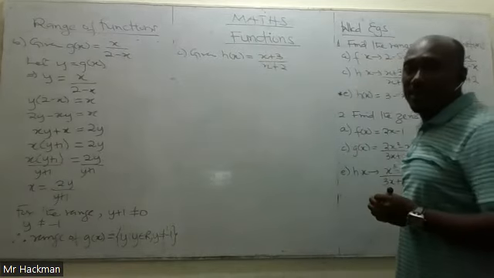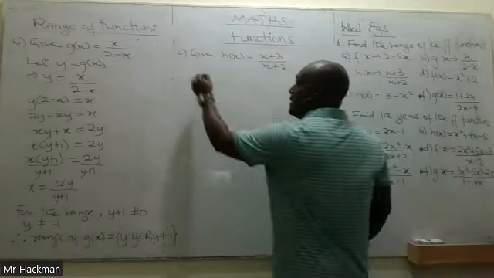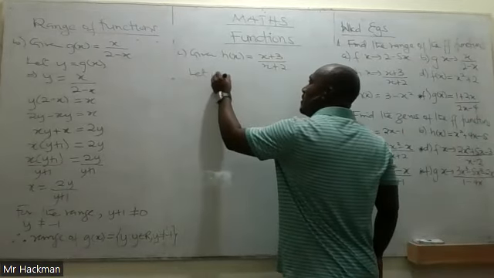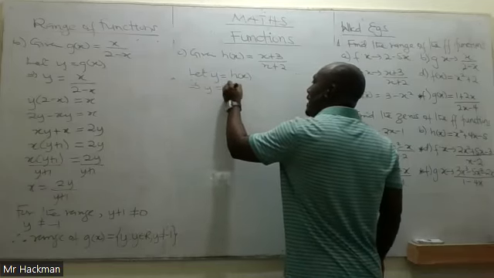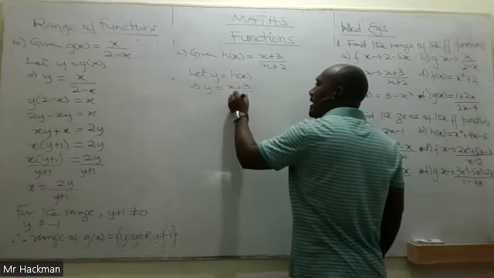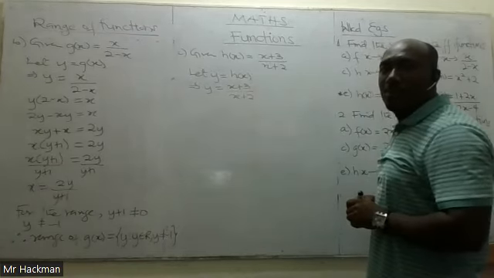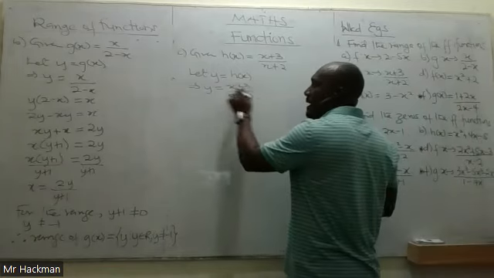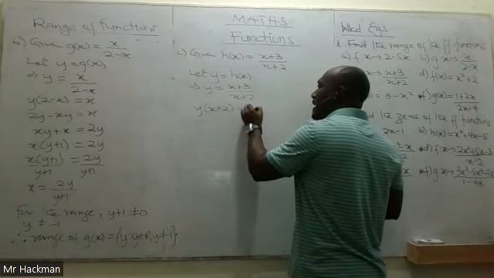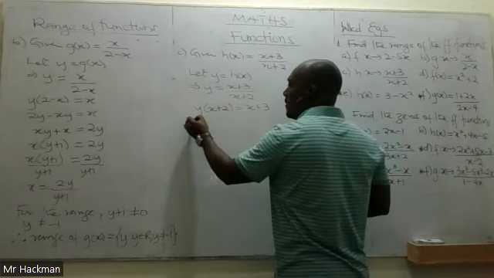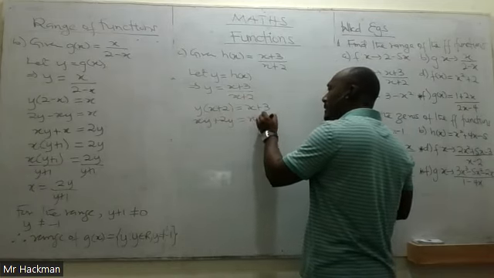The same concept. We are going to make the representation. So we let y be equal to h of x. This implies that y will be equal to x plus 3 all over x plus 2. At this point, we are going to solve for x. Cross multiply: y times x plus 2 is equal to x plus 3. So we get xy plus 2y is equal to x plus 3.